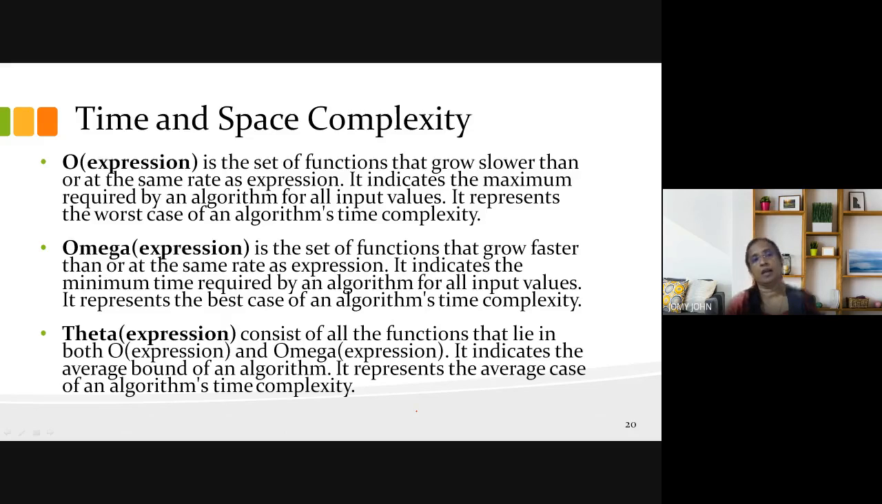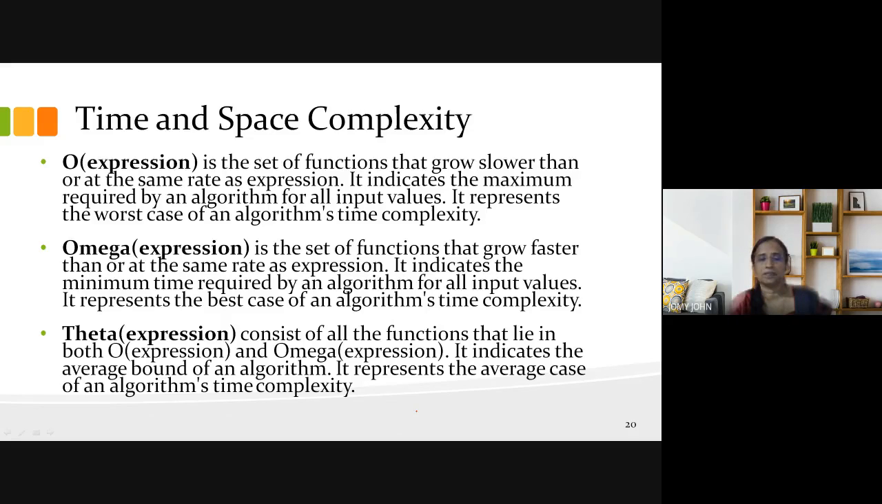What does that mean? Suppose my algorithm takes 10 seconds. This is the worst case time. My algorithm will not take more than 10 seconds under any circumstance. That's the worst case complexity, and it is represented in big O notation. That is, my algorithm will take a maximum of 10 seconds. That's known as order notation.